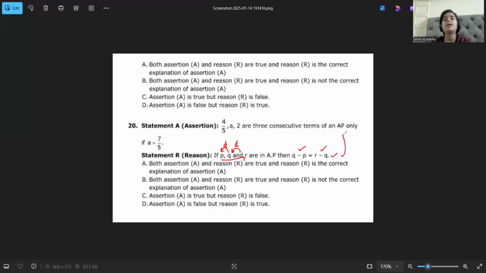And we can in fact apply this here, which would give us A minus 4 by 5 is equal to 2 minus A. A goes to the other side, 4 by 5 comes this side, we get 2A is equal to 4 by 5 plus 2, that is 14 by 5. So 2 goes to the other side, gets divided, and we get A is 7 by 5. So yes, assertion is also correct, reason is also correct, and reason is also the correct explanation. We have option number A as the answer.